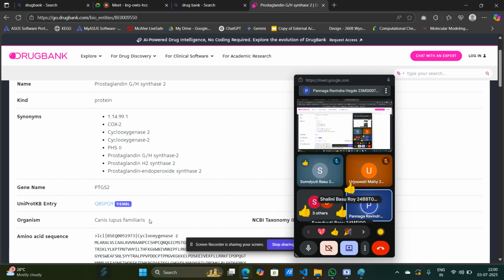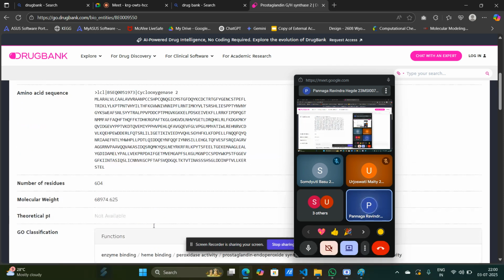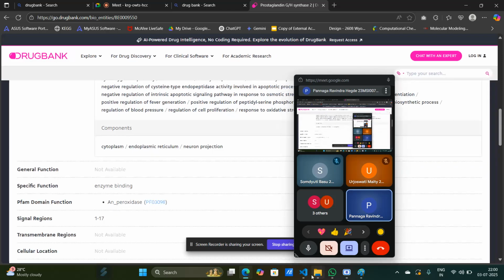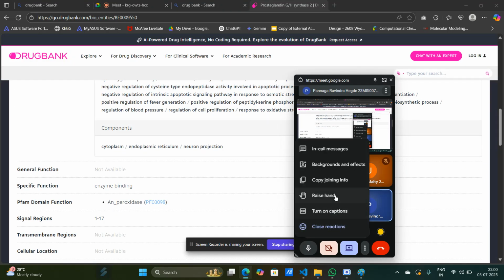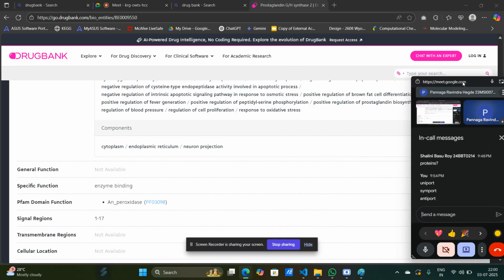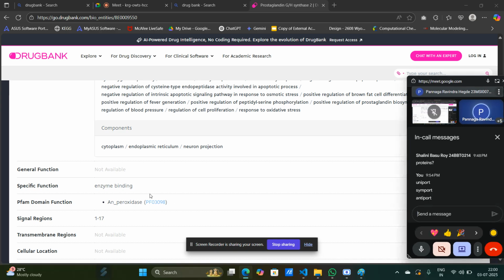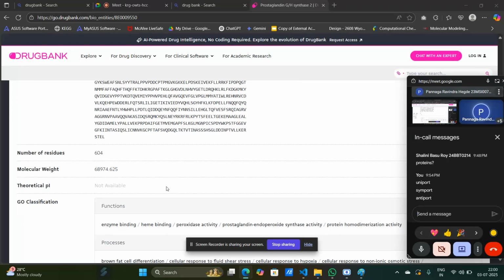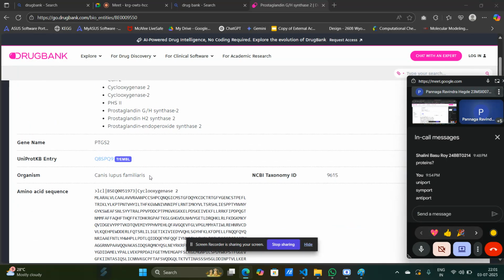And you can see this is not from humans. Can anyone let me know what the organism is? What is the common name of the organism? It says Canis lupus familiaris. Anyone knows the common name for the organism? Canis familiaris? Dog, correct.